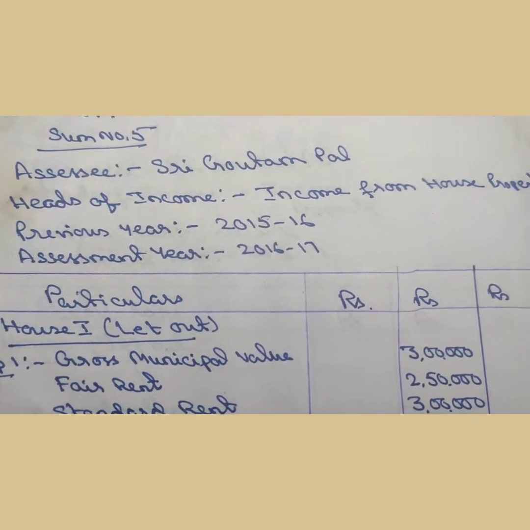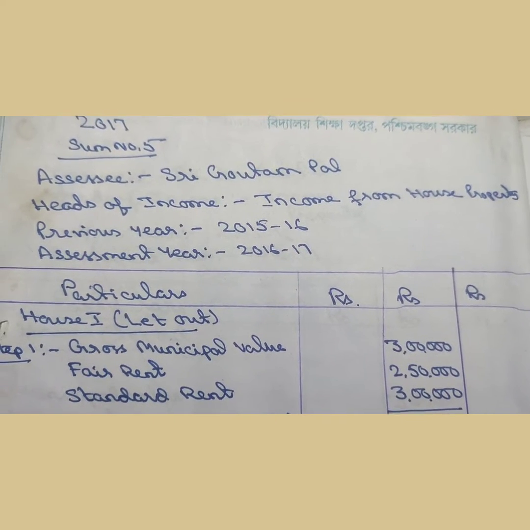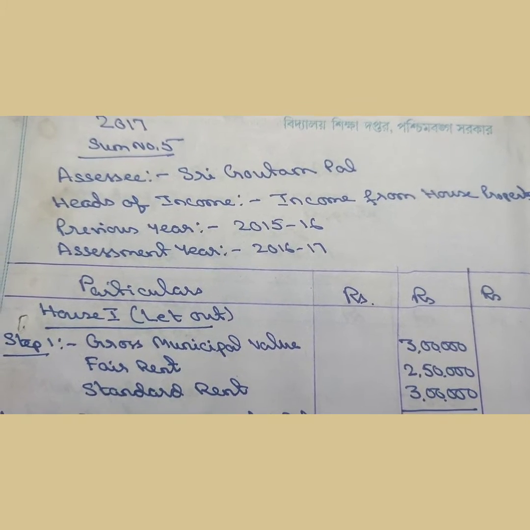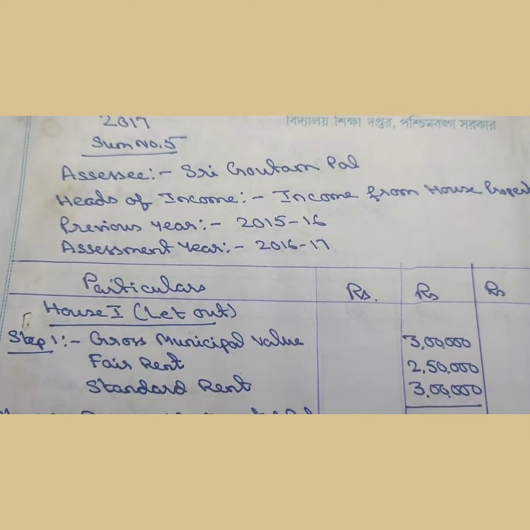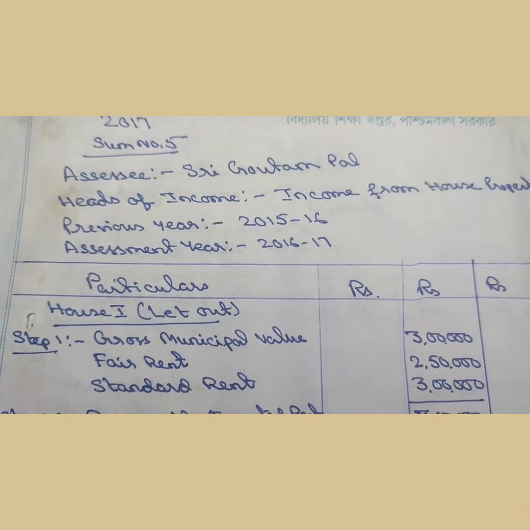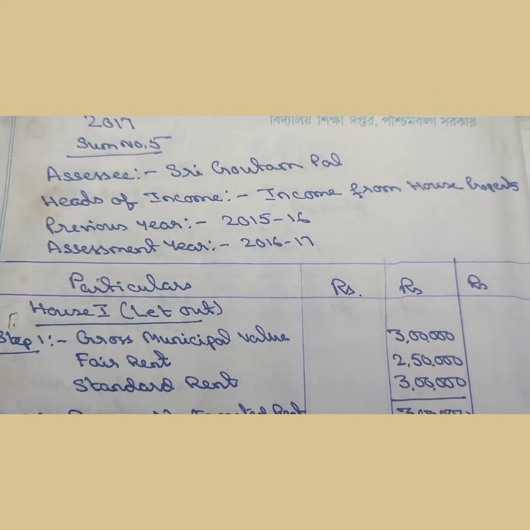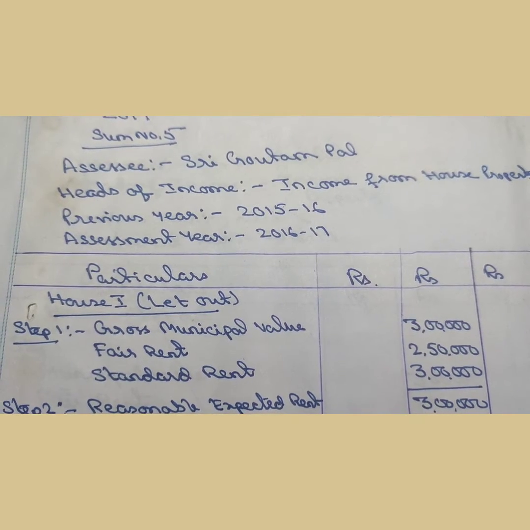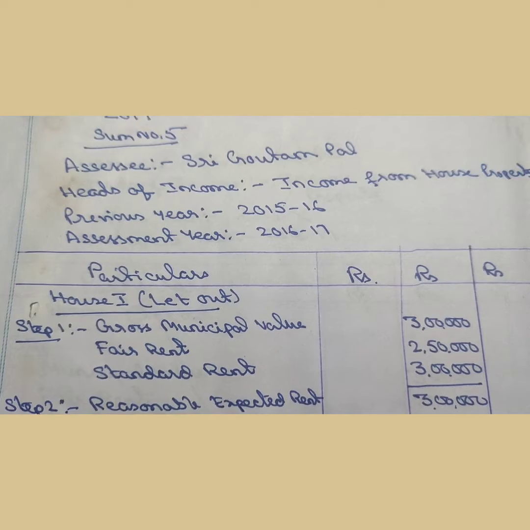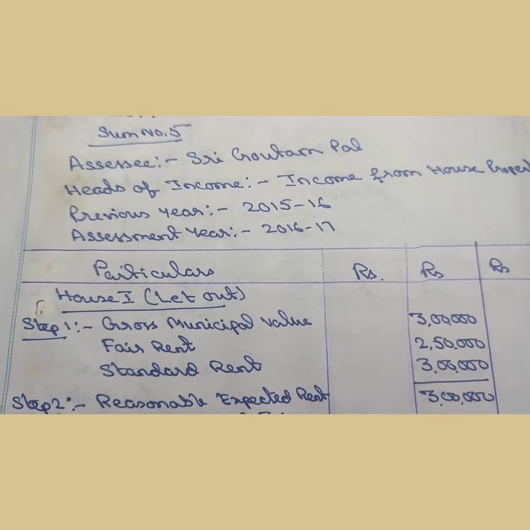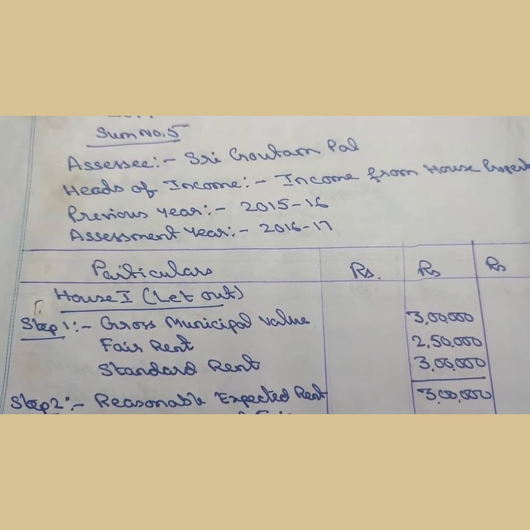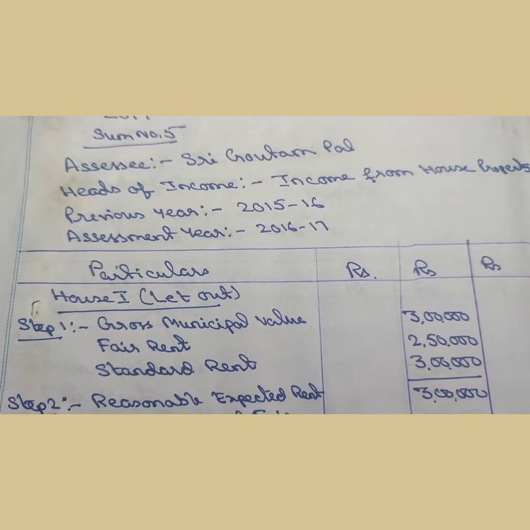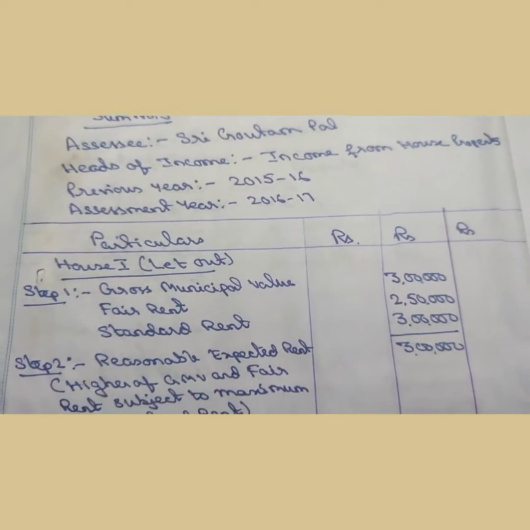Now this is the answer part. First we have to write the heading, where I have written name of the assessee, he is Sri Gautam Pal. Heads of income is income from house property. Previous year I have taken as per the question, that is 2015-16, and assessment year as per the question 2016-17. In your case, your relevant previous year and your relevant assessment year should be written here.